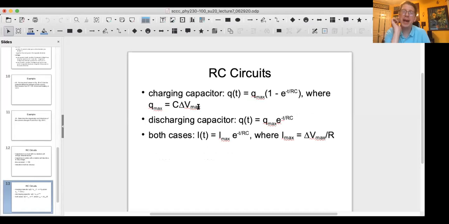For a discharging capacitor, Q is equal to Q max e to the negative t over RC. So it's an exponentially decaying function. And for both cases, I is equal to I max times e to the negative t over RC. I max from Ohm's law is equal to delta V max divided by R. For the discharging capacitor, the charge is exponentially decaying. In both cases, the current is exponentially decaying.